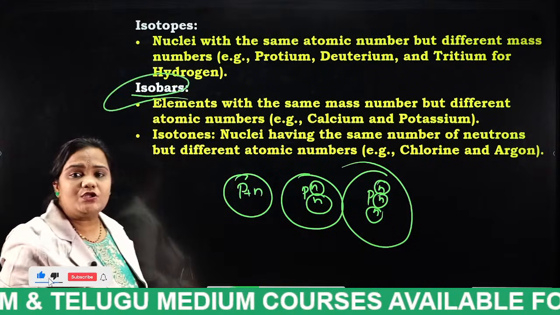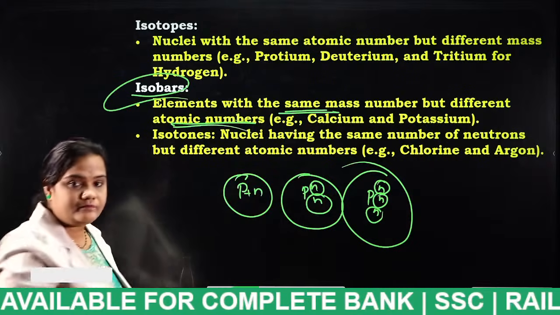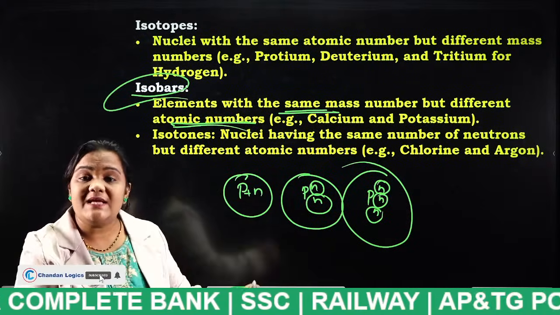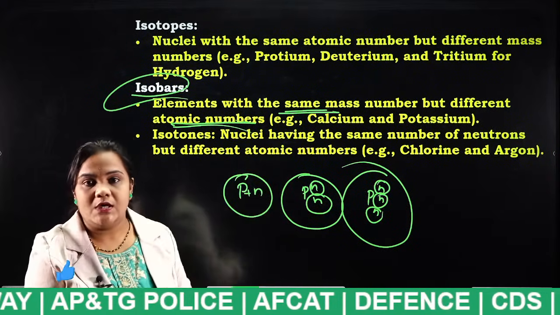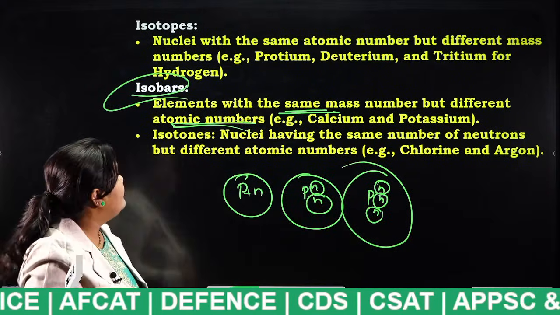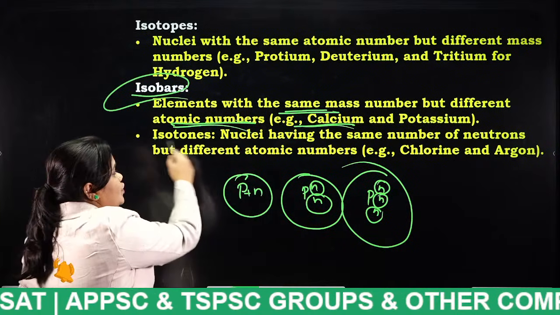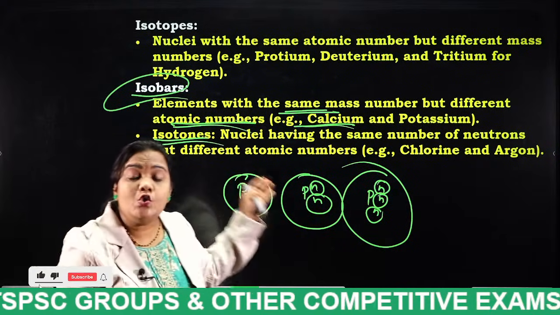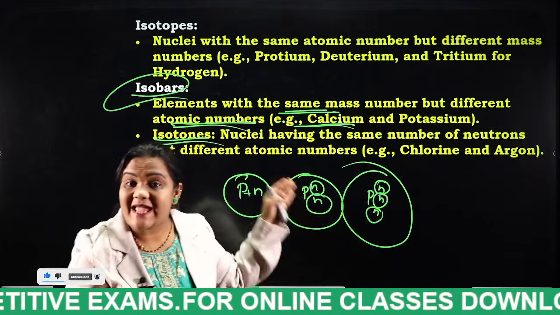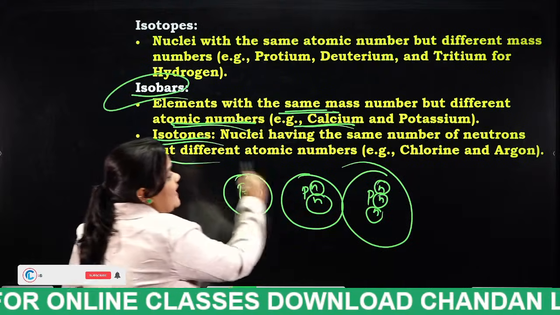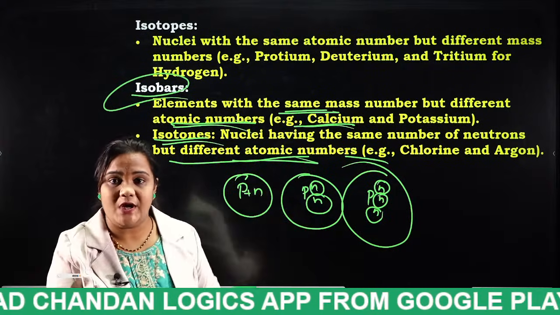Next one is isobars. What are isobars, students? Nothing but same mass number but different atomic number. Same mass number, that means they have the same number of nucleons but a different number of protons. Those are considered isobars. Example, calcium and potassium. And finally, isotones. Isotones are nuclei having the same number of neutrons but different atomic numbers. Example, chlorine and argon. Very important concept, students.